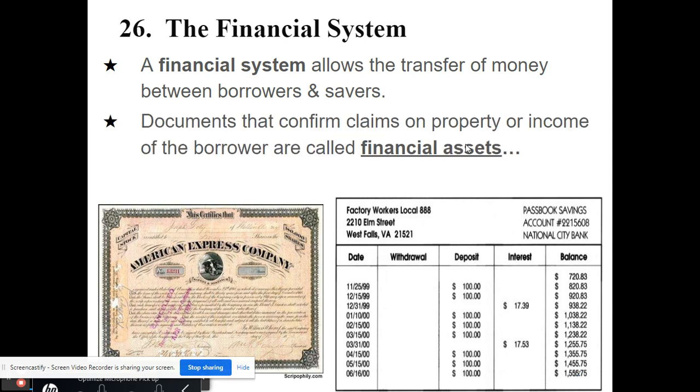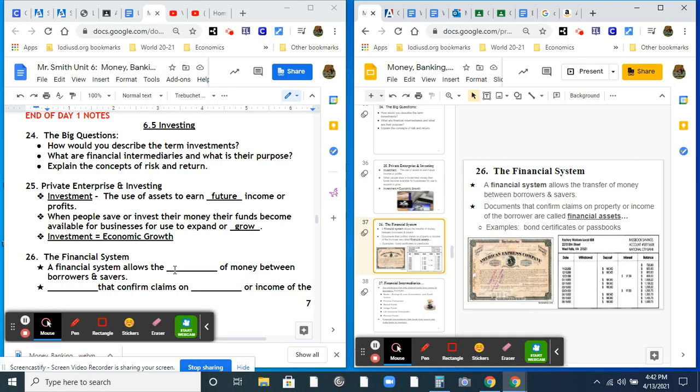This document confirms claims on property or income of the borrower, called financial assets. So it'd be like, I don't know, stock, bond, mortgage, business, car, boat, something of value, bond certificates, passbooks, those count as income too, investments. All right. So let's add our notes.